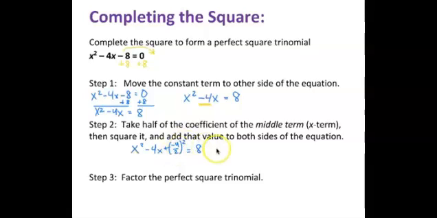And then we need to add that value to both sides of the equation. Think of it as like a seesaw, a teeter-totter. Whatever we do to one side, we have to do to the other side. So I'm going to add that same value, that negative 4 divided by 2, and then square it. Whatever I do to one side, I have to do to the other side. All right, and what do we get when we do that?